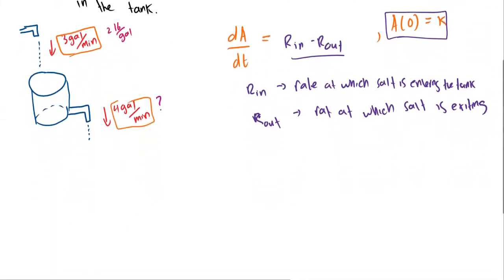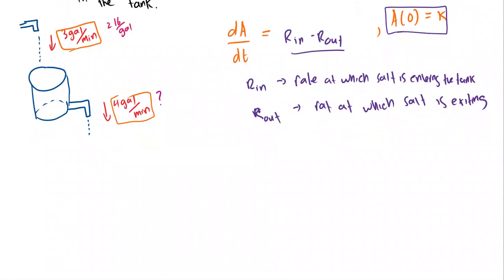Now, how do we find this rate in and this rate out? Well, let's use the information that we have and a little bit of unit manipulation. For example, for the rate in, we know that this brine solution is coming in at a rate of 3 gallons per minute.